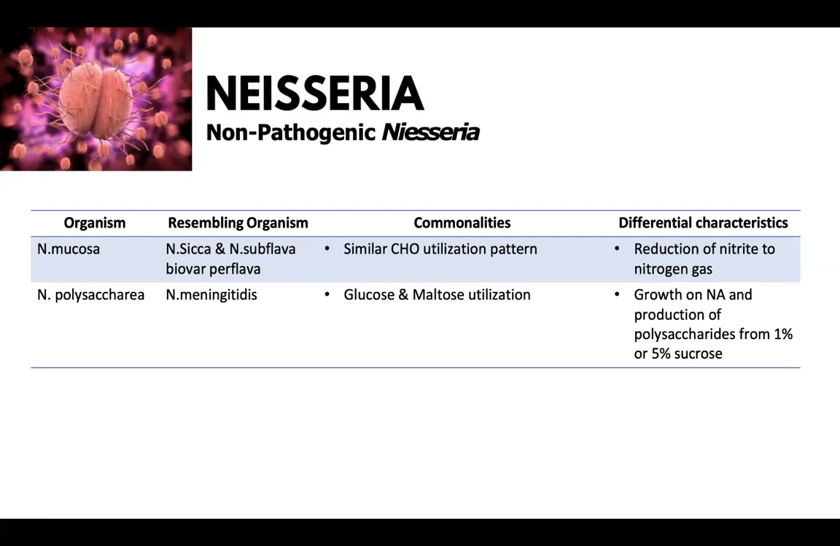And then we have Neisseria mucosa. To differentiate that from Neisseria sicca and subflava, do reduction of nitrate to nitrite, or nitrate to nitrogen gas rather. So positive N. mucosa. And then for N. polysaccharea, to differentiate it from meningitidis, grow it on nutrient agar. Dili siya fastidious. Kung si meningitidis pa na, di na mutubo sa nutrient agar.